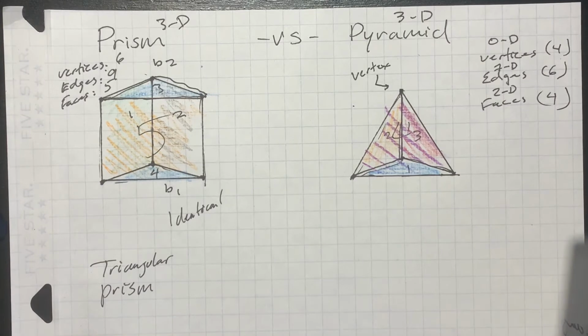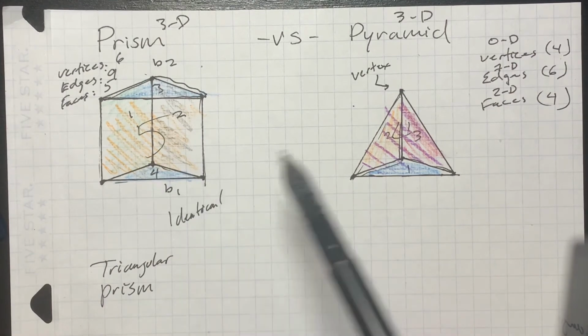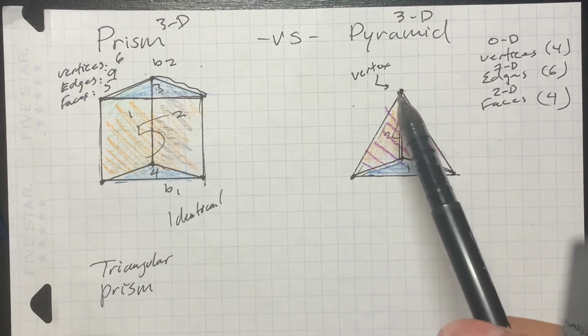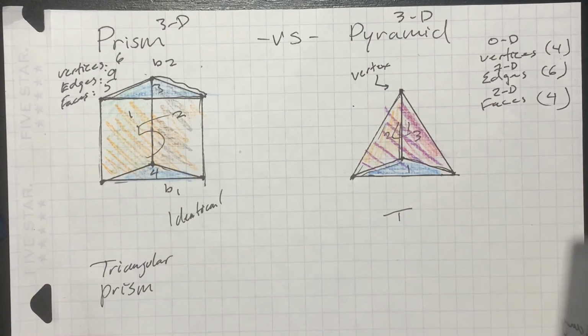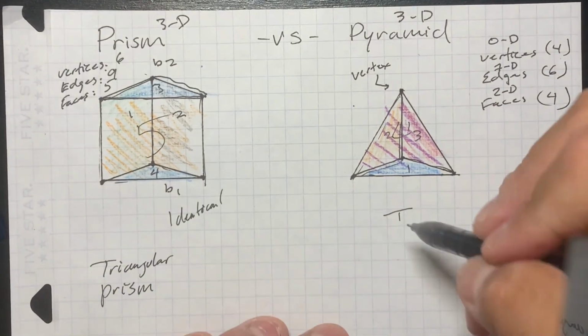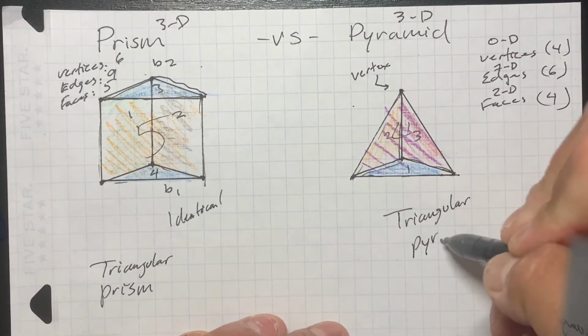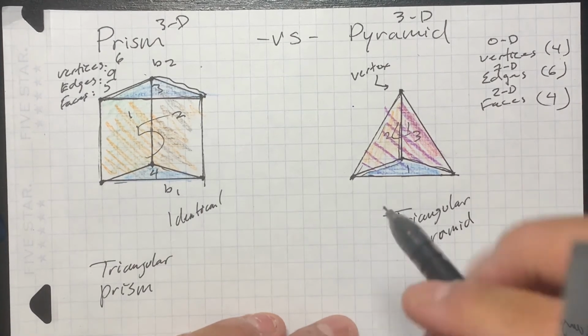Now, the similarity is that they both are 3-dimensional figures. But at the same time, a prism differs from a pyramid because it has two bases that are identical, and a pyramid does not. It does have a base, but they all meet up at the front. So this again is called a triangular pyramid.